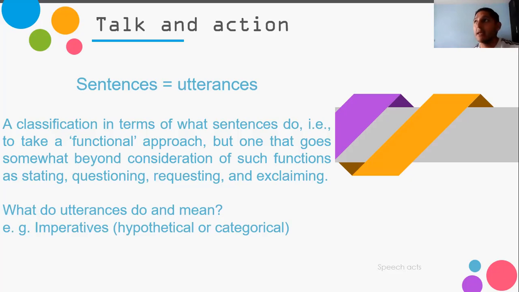So you can see that particular considerations of functions might vary, and that is the field of study, the situation of the talk, the situation of the conversation, the context of the action.